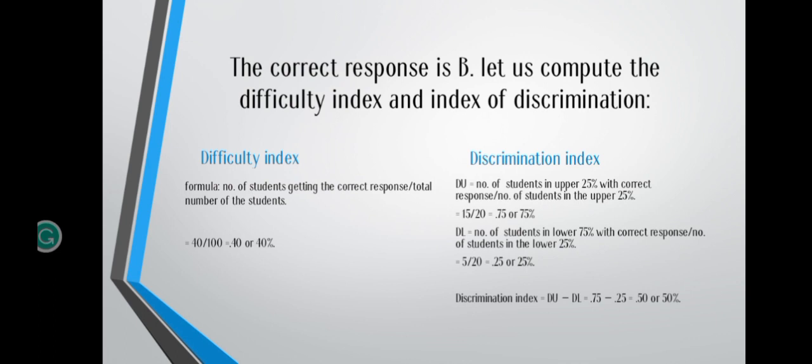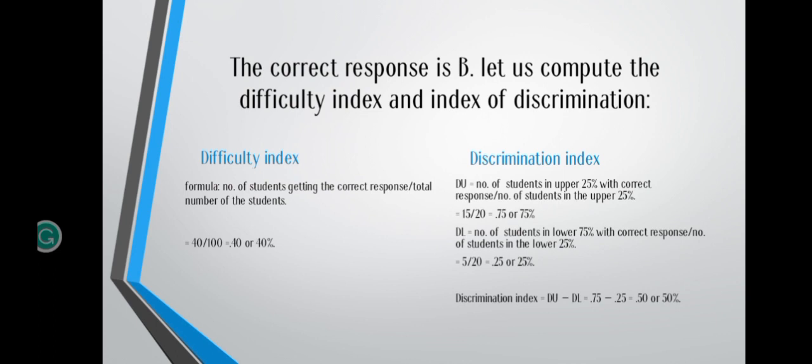Mali man yan or tama ang sagot nila, i-include mo sila doon sa number of students in the lower 25%. Kung ilan sila. For example, yung kanina, 20 silang lahat na sumagot. Mali man o tama, 20 silang lahat. So, yun yung magiging number of students in the lower 25% mo. So, kapag 5 yung nakakuha ng tamang sagot out of 20 na estudyante, yung quotient nun ay yun yung magiging DL mo.